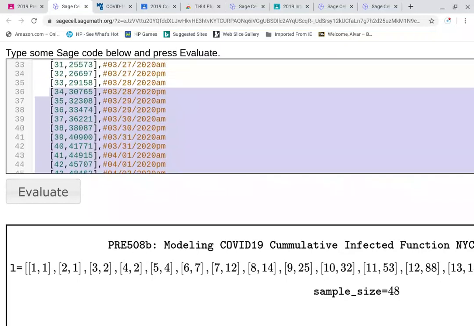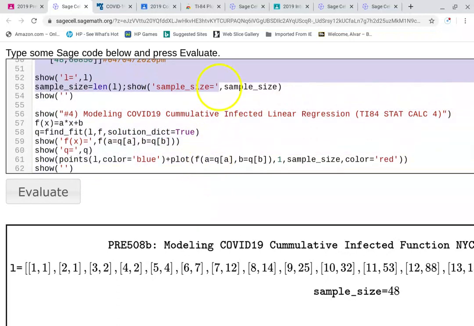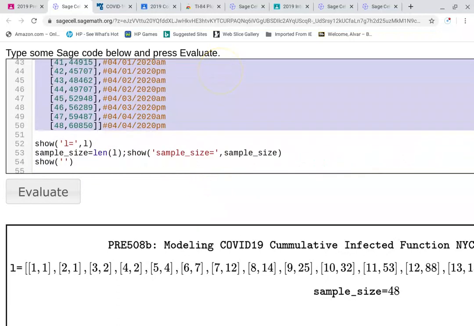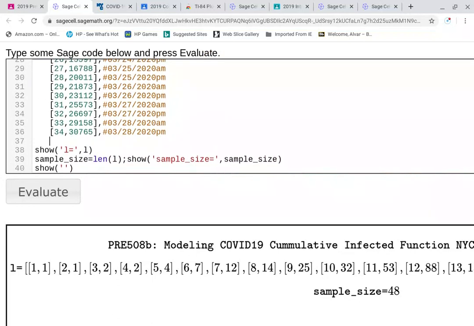Wait a minute, it took too many. Starting here. I want two 28ths, right? Yeah, okay. So instead of 28 data points, I have 34 because I've added a few more. Okay, good. Now I need to save this someplace.